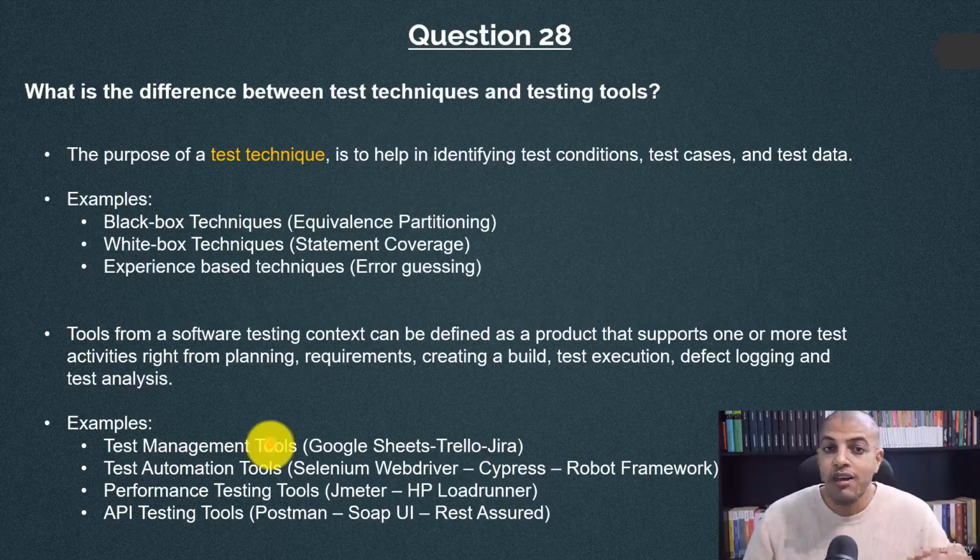So for example, like we explained throughout our course, examples of the test management tools are Google Sheets, Trello, and Jira. Examples of test automation tools are Selenium WebDriver, Cypress, and Robot Framework. Examples of performance testing tools are like JMeter and HP LoadRunner, and of course in API testing we have like Postman, SoapUI, or Rest Assured for test automation of my APIs.